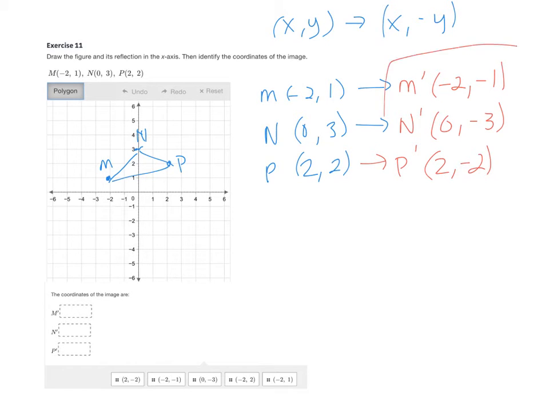Now let's plot these new points to get our image. So -2, -1. 0, -3. And 2, -2. Our new triangle shape should look like that. And once again, -2, -1, that's M prime. 2, -2 is P prime. And 0, -3 is N prime.